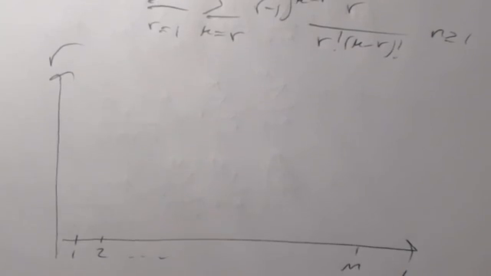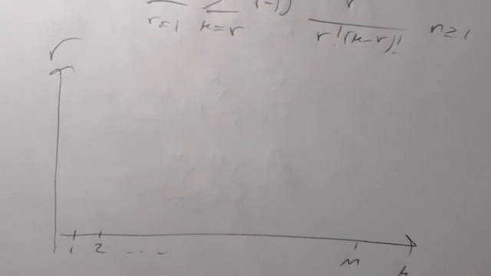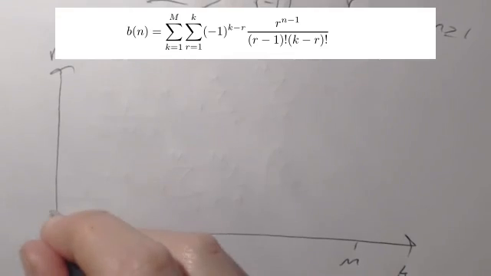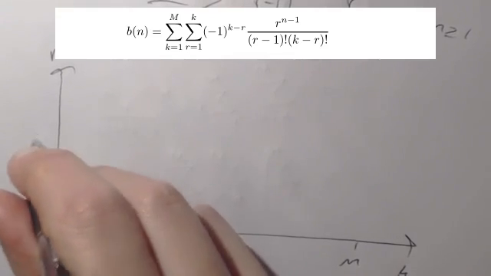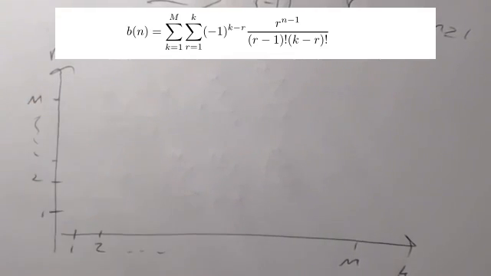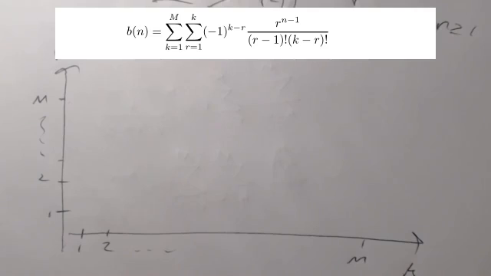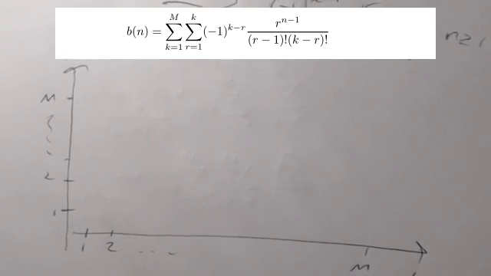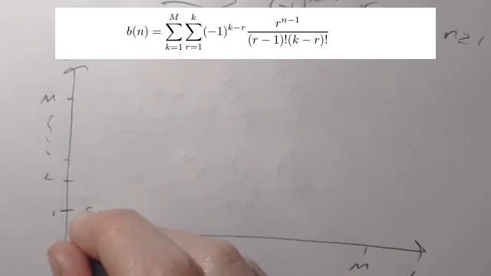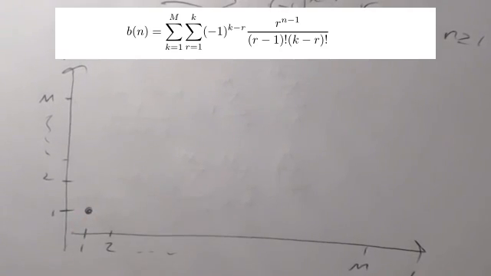R goes this direction. So if we're looking at the sum, when k is 1, R goes from 1 to k. So 1, 2, R goes from 1 to m as well. So when k is 1, we only have a value for R is 1. So you have a value in the sum here.